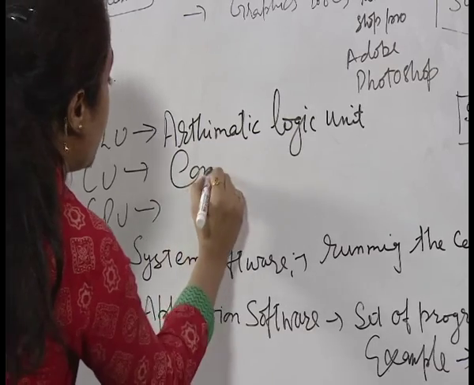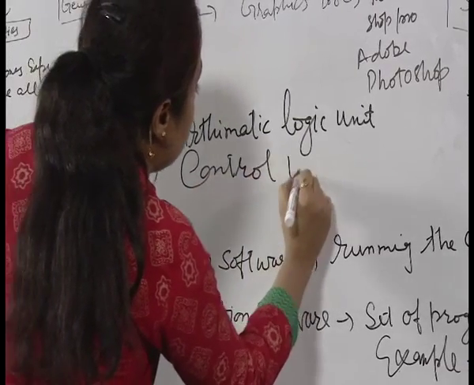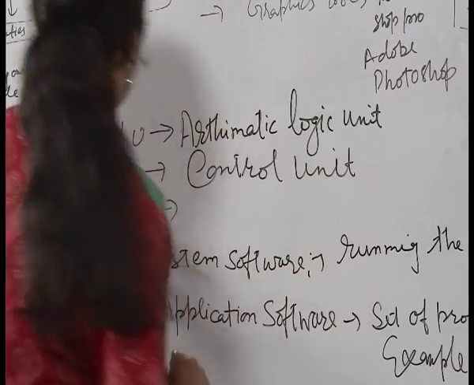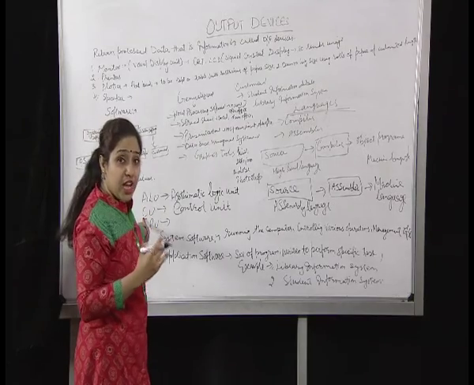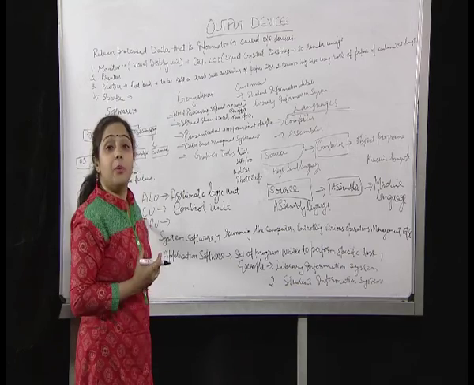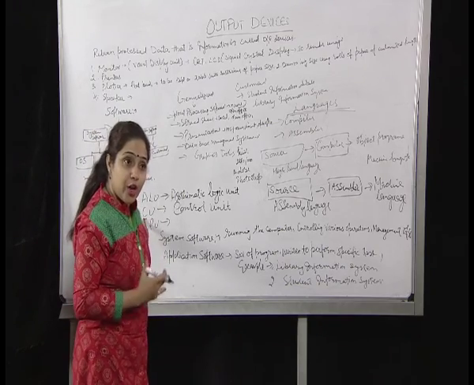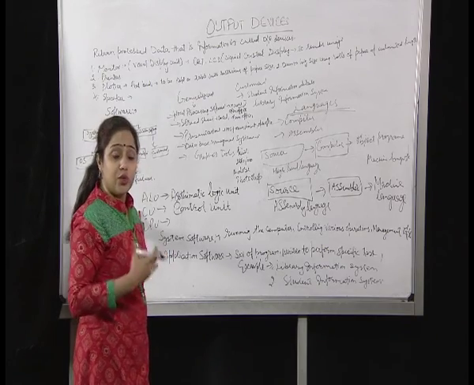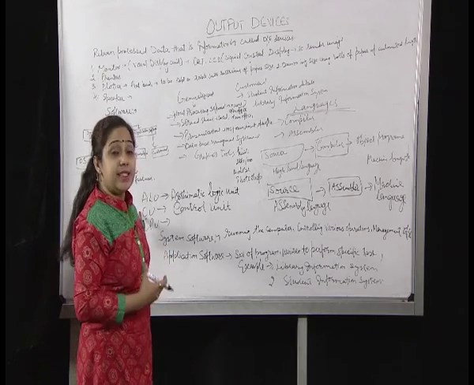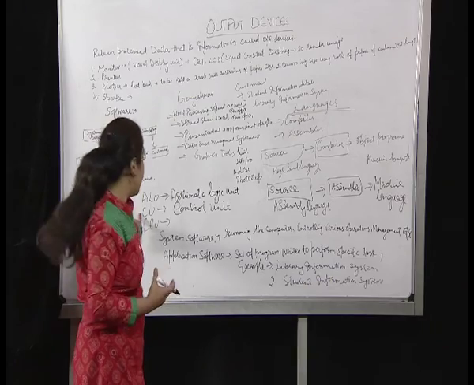CU means control unit. The main function of the control unit is to check whether all the units of the computer are working properly or not, and whether all the computer resources are being used properly or not. That is the main function of the control unit.